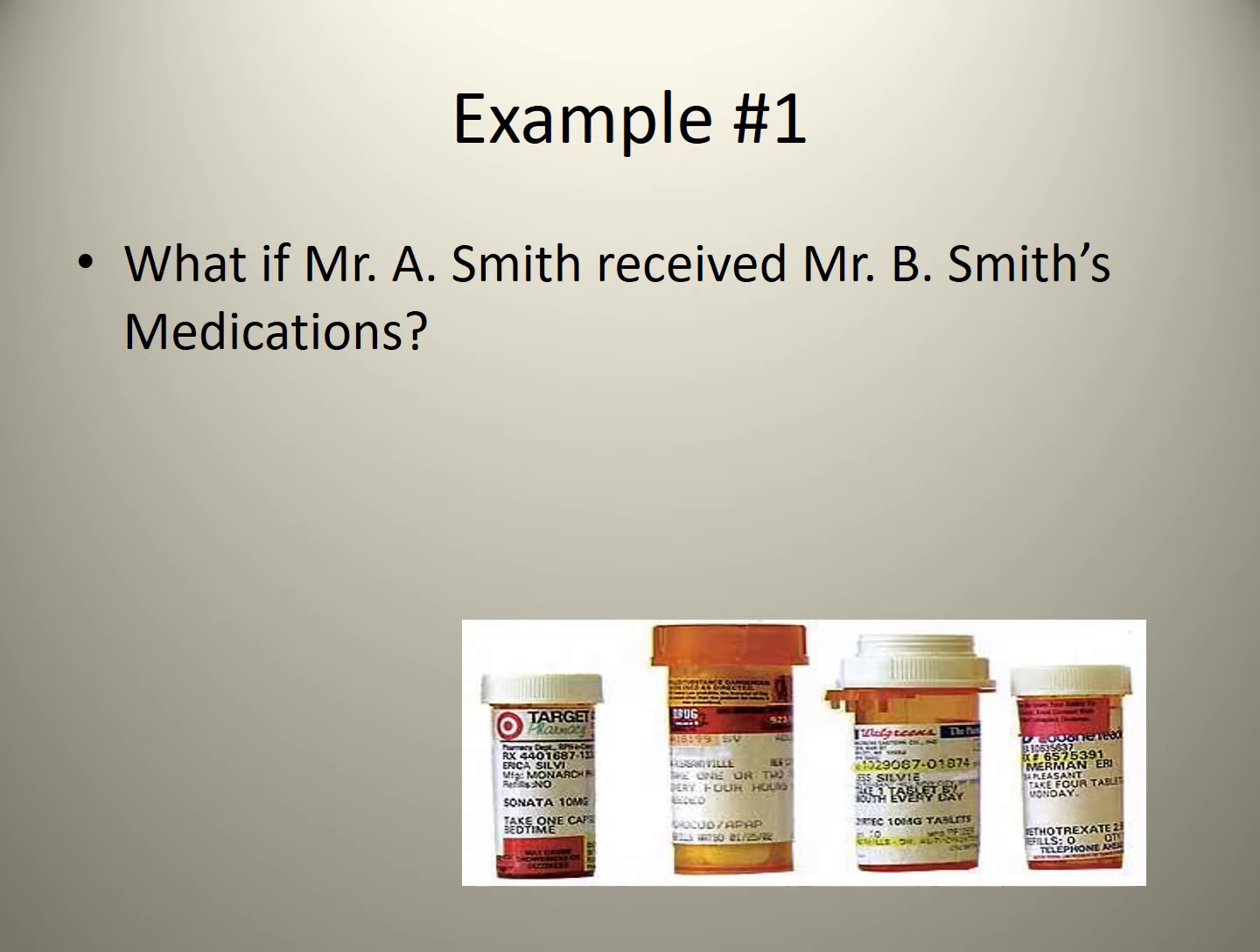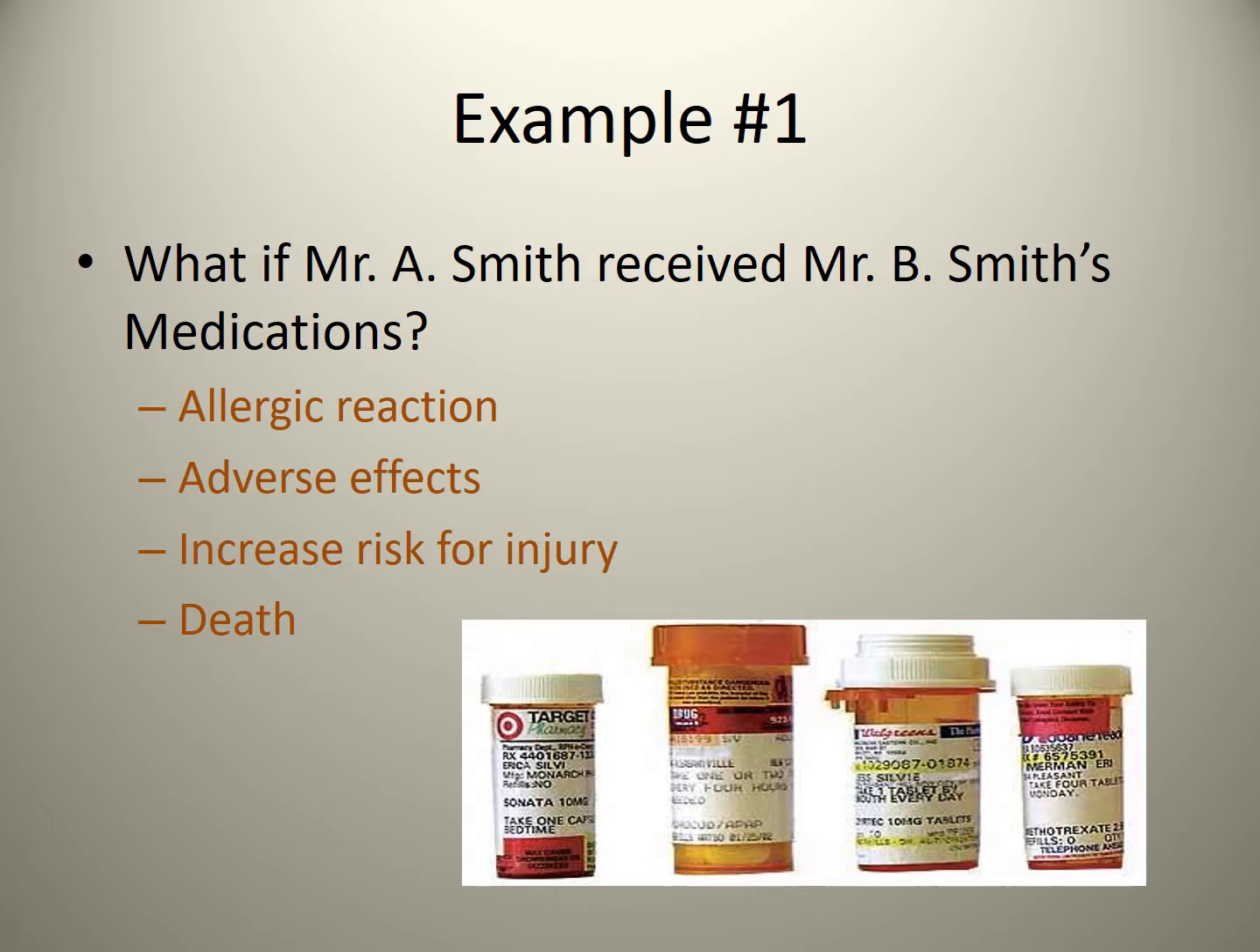So here we are in our first example. What if Mr. A. Smith received Mr. B. Smith's medication? If Mr. A. was allergic to Mr. B's medication, they could have an anaphylactic reaction, life-threatening. Mr. A could have adverse reactions or effects from Mr. B's medications. He might suffer extremely low blood pressure, for example. There might be side effects from the meds, such as dizziness or fainting, and that could put him at risk for falling. Depending on the medications that he received, death could result.